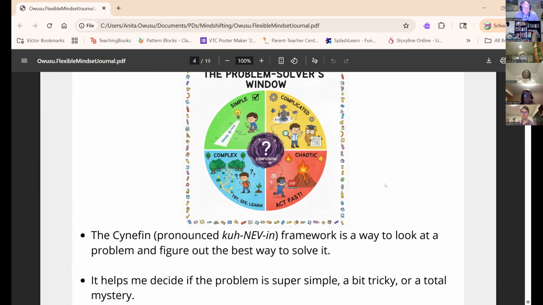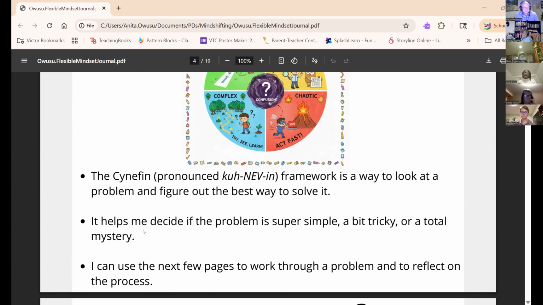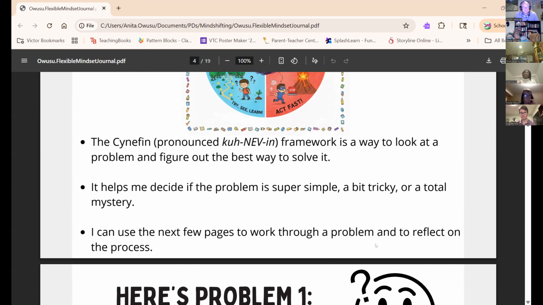But I wanted an image that could just capture it all in a go. So it helps you decide if a problem is super simple, a bit tricky, or a total mystery. And then I created 3 pages to help the user go through a problem. It was originally just 1 page, but I thought by the third time you use the framework, you have a good idea. So the next 6 pages are a repeat of the main 3 pages.